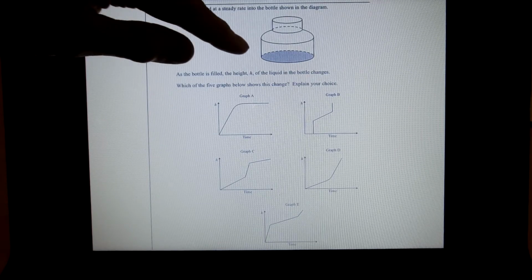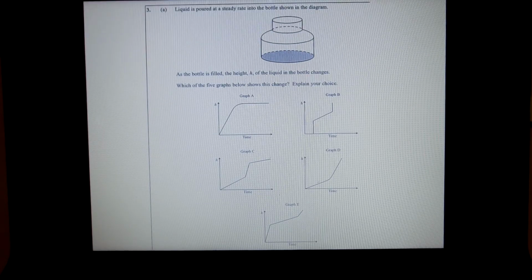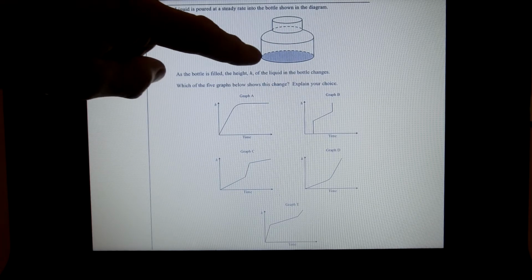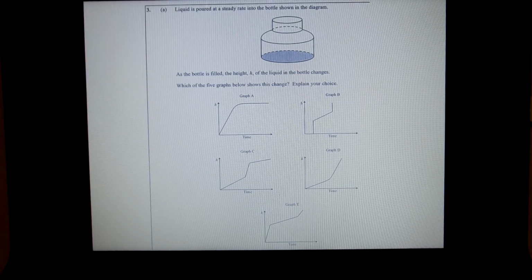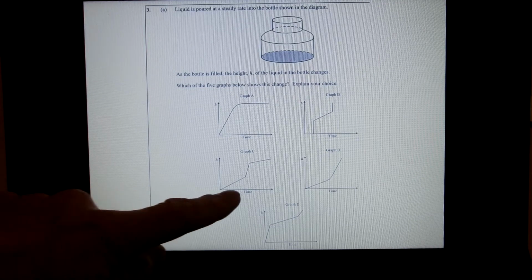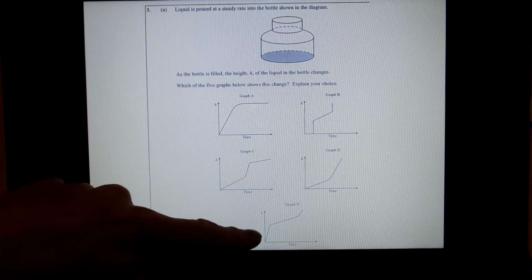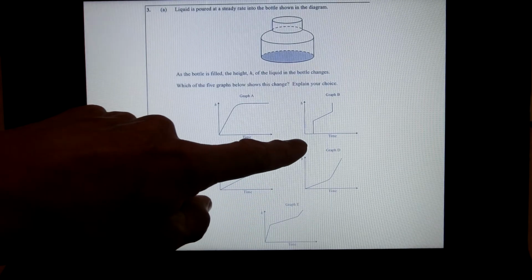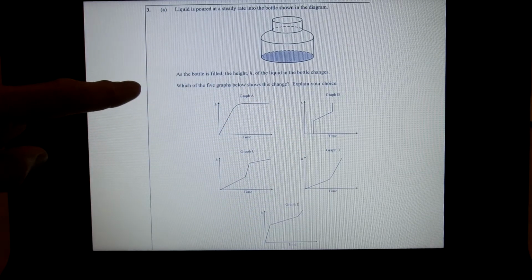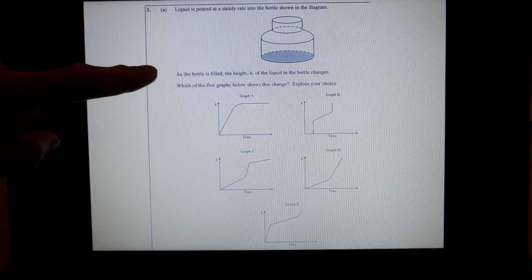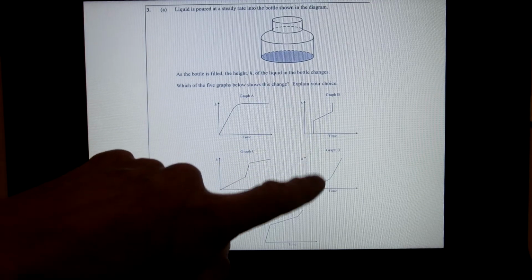So when the bottle is initially filling up, the water level will rise steadily, and that probably means the graph could be that one. At time zero, I believe the bottle would be empty, so I don't think we can be looking at that one. So it could be this.